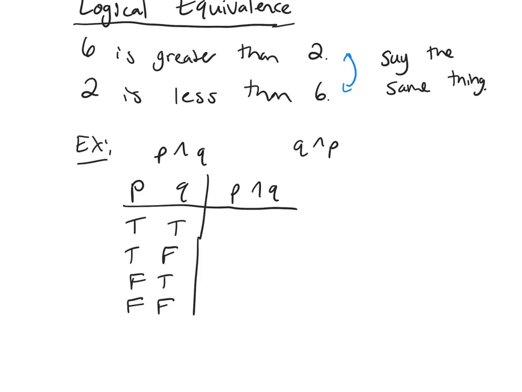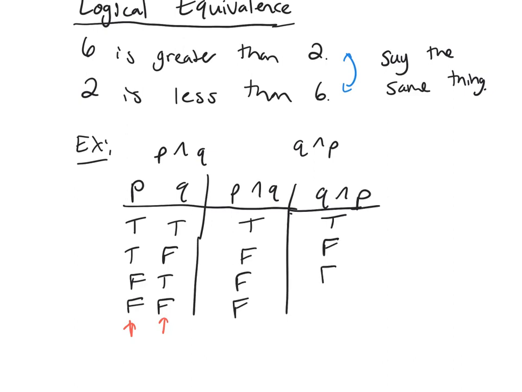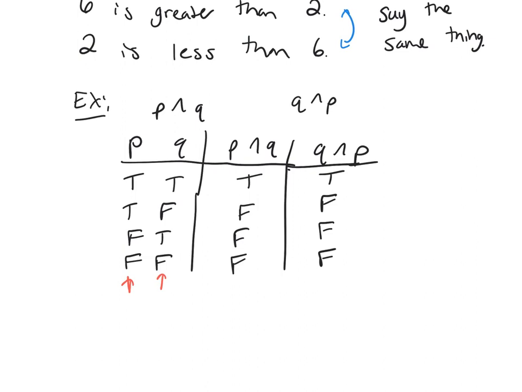And let's look at P and Q. Remember, you need them both to be true to write down a T. And now let's construct Q and P. So you're going to look at this one first and then this one. Again, they both have to be true to record a true. So what happened in these last 2 columns? Let's compare these last 2 columns. Hopefully you can see that they're identical.